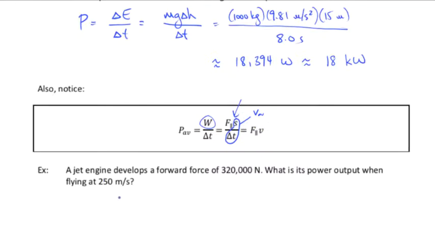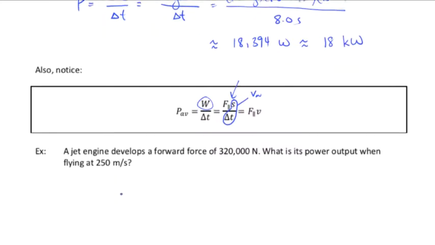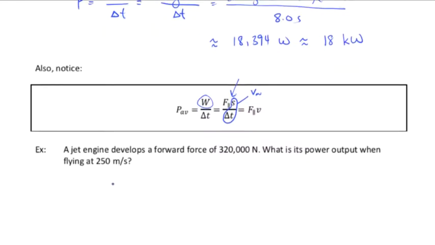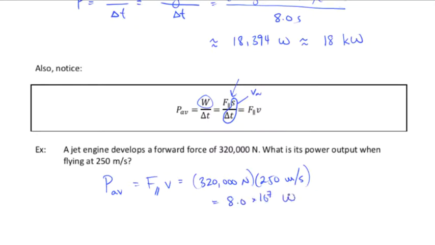Here's an example. A jet engine develops a forward force of 320,000 newtons. What's its power output when flying at 250 meters per second? This is really just a plug and play type problem with our new formula. The average power is equal to the component of the force that's parallel multiplied by the velocity. And in this case, the component of the force that's parallel is the whole force, so 320,000 newtons multiplied by 250 meters per second, and we just plug that into our calculator, and we get 8 times 10 to the 7 watts, or 80 megawatts. Okay, so there's an example using this different version of the power formula.